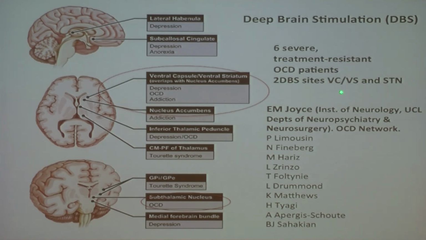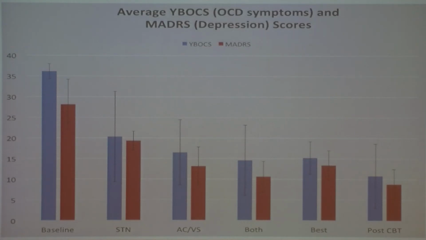But in this study, we compared two sites for deep brain stimulation. The ventral capsule, ventral striatum, including the nucleus accumbens, and the subthalamic nucleus. So these individuals had 4 electrodes, 2 each on these two sites, to compare their relative efficacy. And I can show you the preliminary results. Both sites worked.